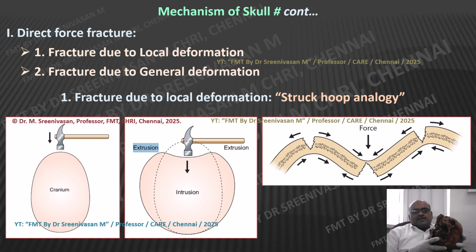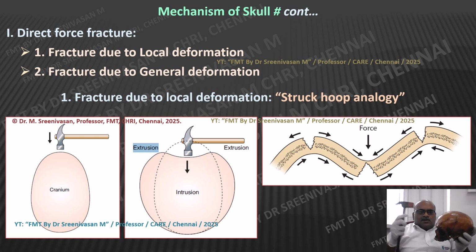Coming to direct force fracture, again they are divided into fracture due to local deformation and fracture due to general deformation. Local deformation means force is acting on a narrowed or small area of the skull. For example, I take an object with a small striking surface like this hammer. If I make a blow on this, the skull is an elastic sphere. These skull bones are relatively elastic.